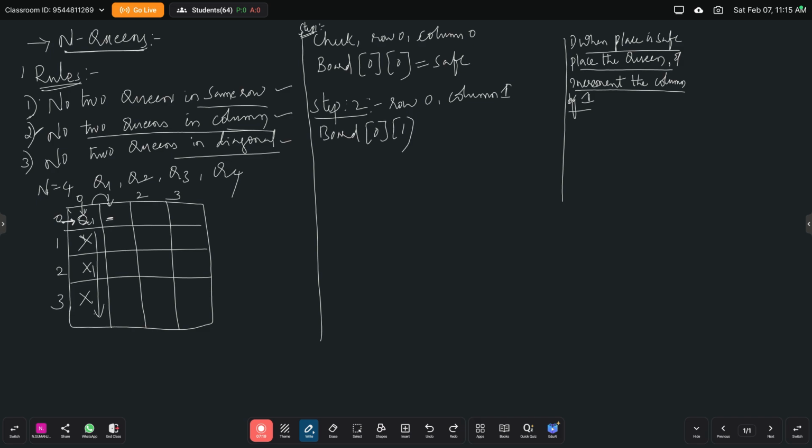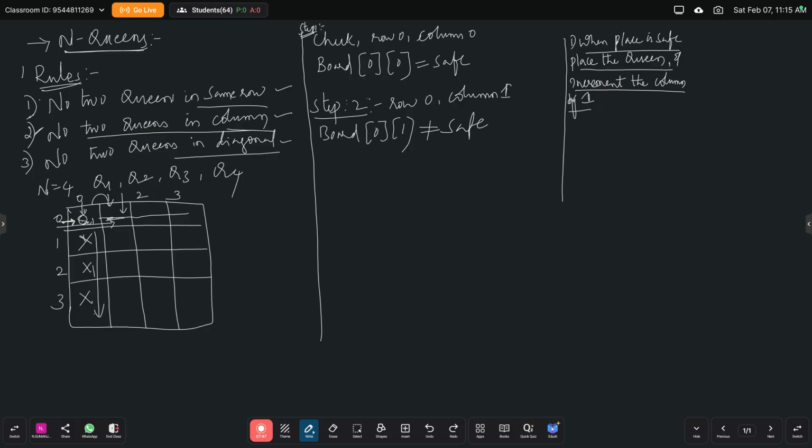That place is this. 0th row and first column. Is that safe? No, that is not safe, because one queen is already placed in that row previously. So what is our first rule? No two queens in the same row. So we cannot place any queen in this row again. So the place is not safe.